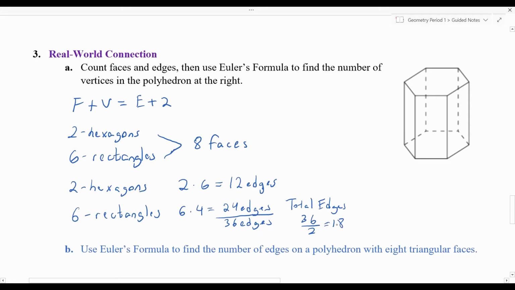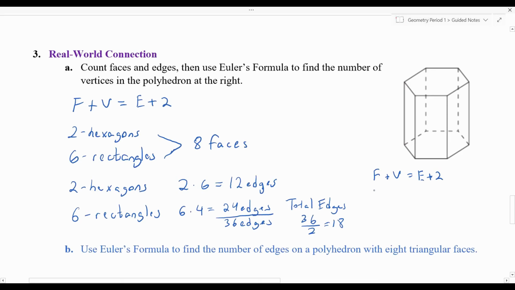And this is the number of edges that we need. Okay, so now we know the number of edges, and we can go ahead and plug the numbers into our formula for the number of vertices. Euler's formula says faces plus vertices equals edges plus 2. Since we're calculating for vertices, let's just plug the numbers in.